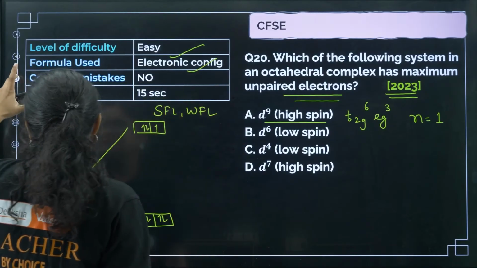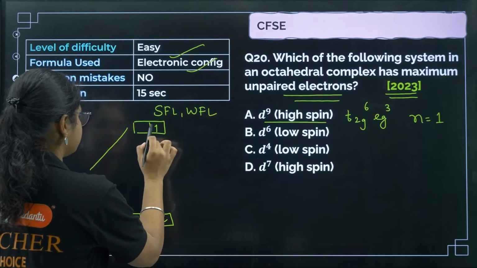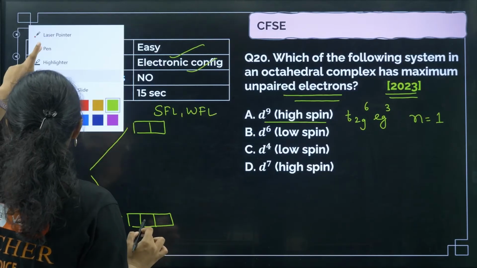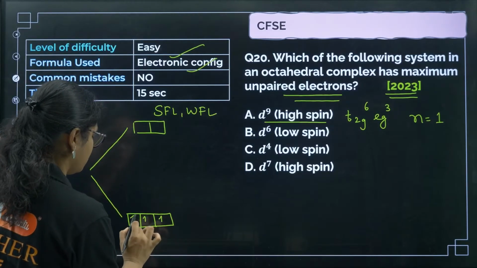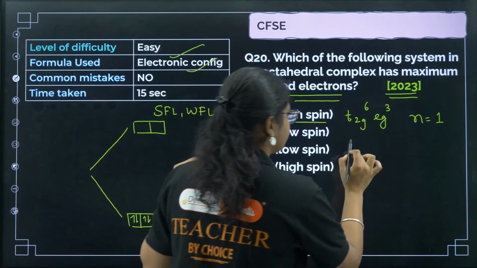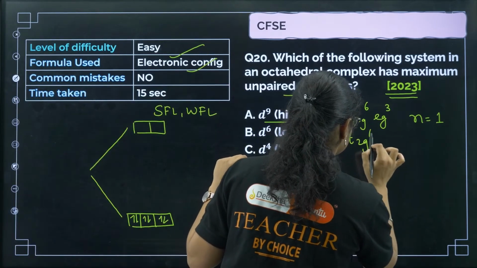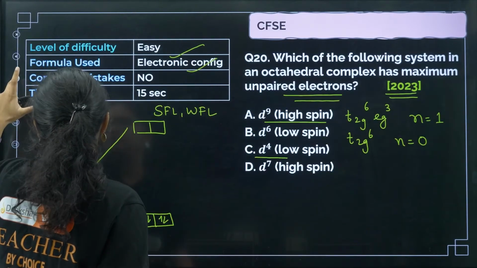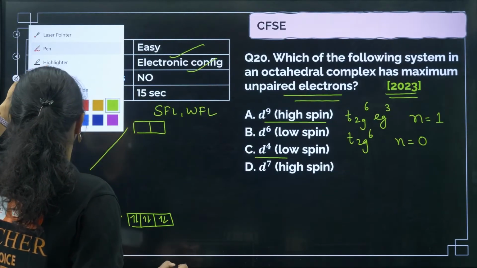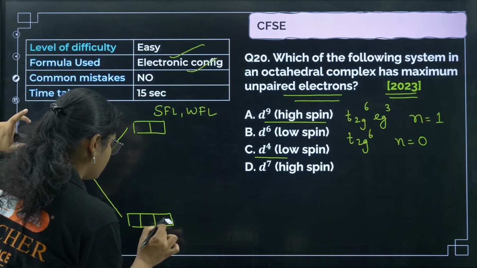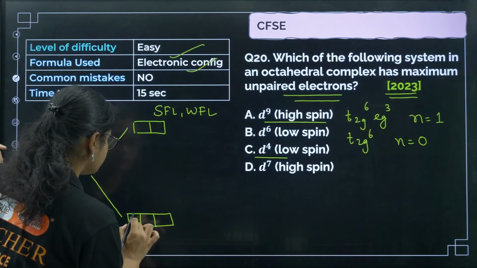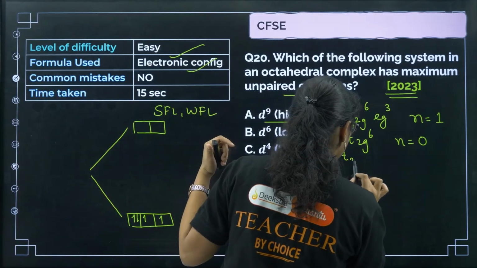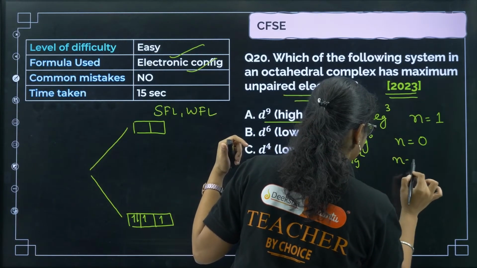Next I have d6 low spin. Low spin means there will be pairing, so all the electrons are paired. So I have here d6: 1, 2, 3, 4, 5, 6. The configuration is t2g6 and the number of unpaired electrons is 0. Then I have d4 low spin. So for d4 low spin, we'll have 1, 2, 3 and 4. So it is t2g4.